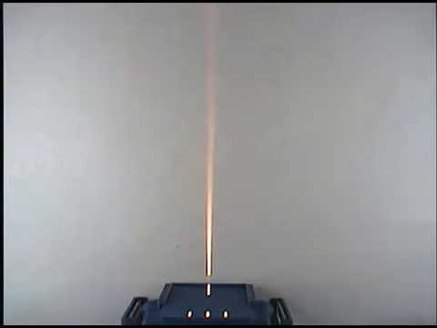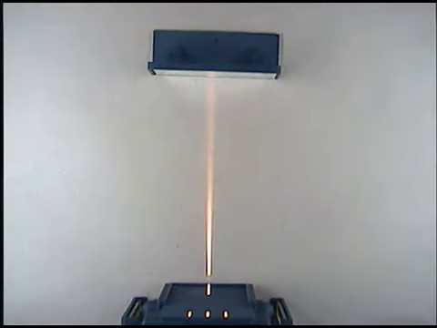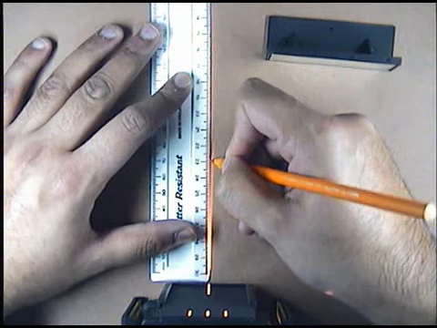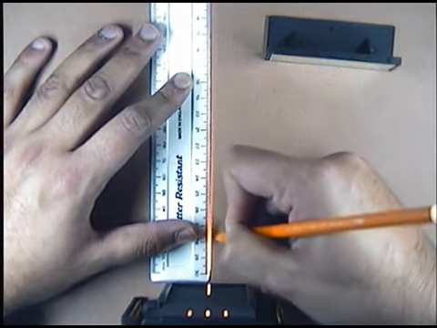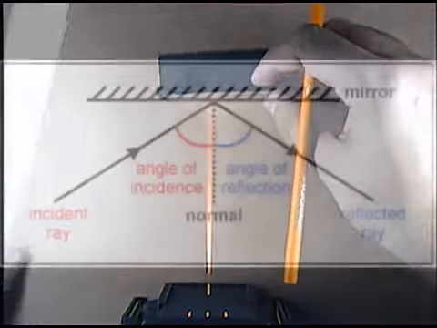If a light ray hits a mirror at 90 degrees to the surface, as you can see now, the light is reflected straight back in exactly the direction that it came from. Now we can draw a dotted line, and we call this the normal, and that's a small n.